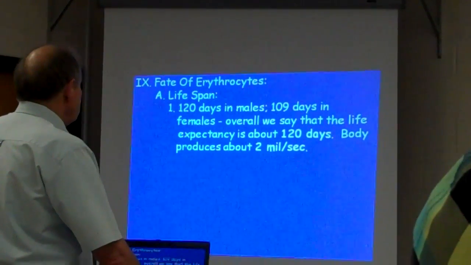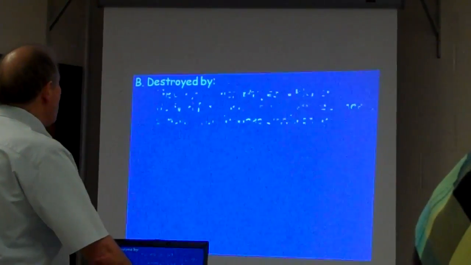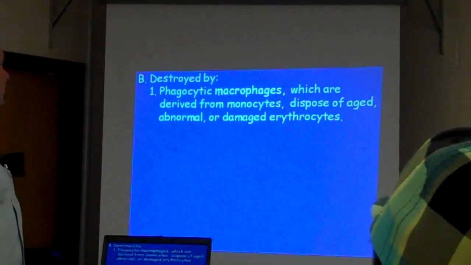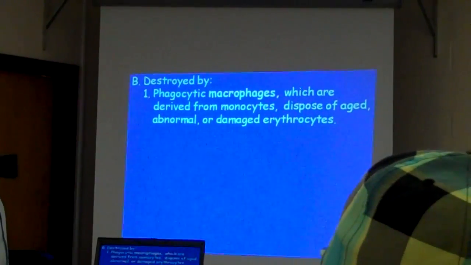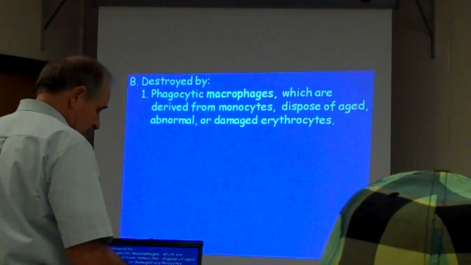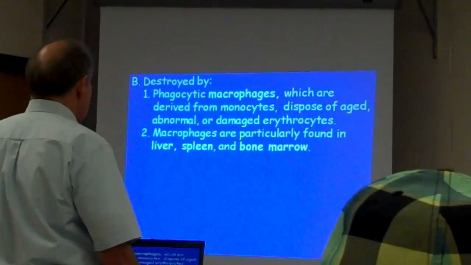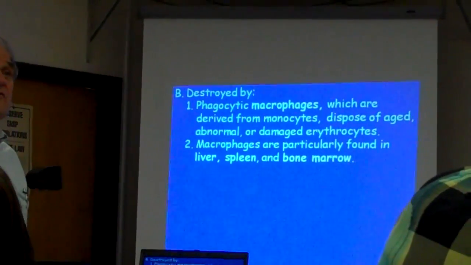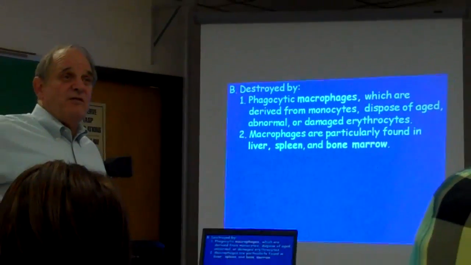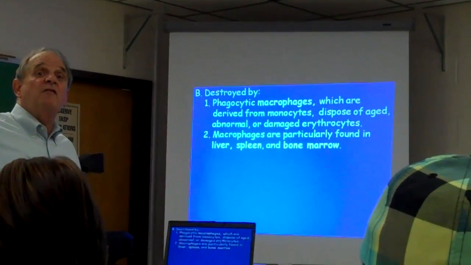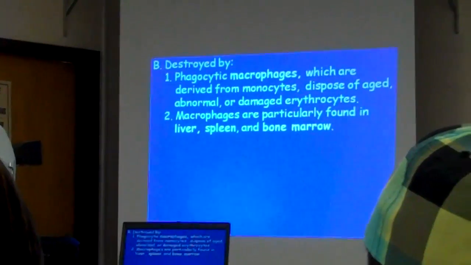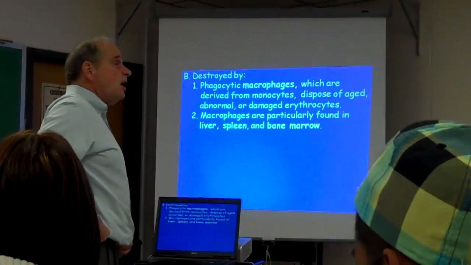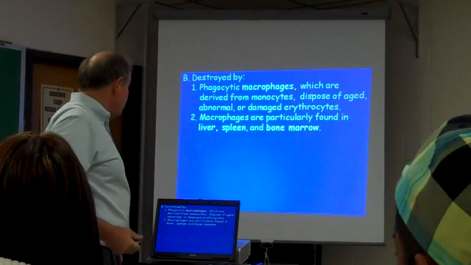All right, now, right here, destroyed by phagocytic macrophages, which are derived from monocytes. They dispose of aged, worn-out blood cells. A key area would be that macrophages are especially found like the Kupffer cells in the liver. There's also a macrophage in the spleen. Now, the spleen is primarily involved in defective red blood cells. And also the bone marrow will also destroy certain red blood cells.